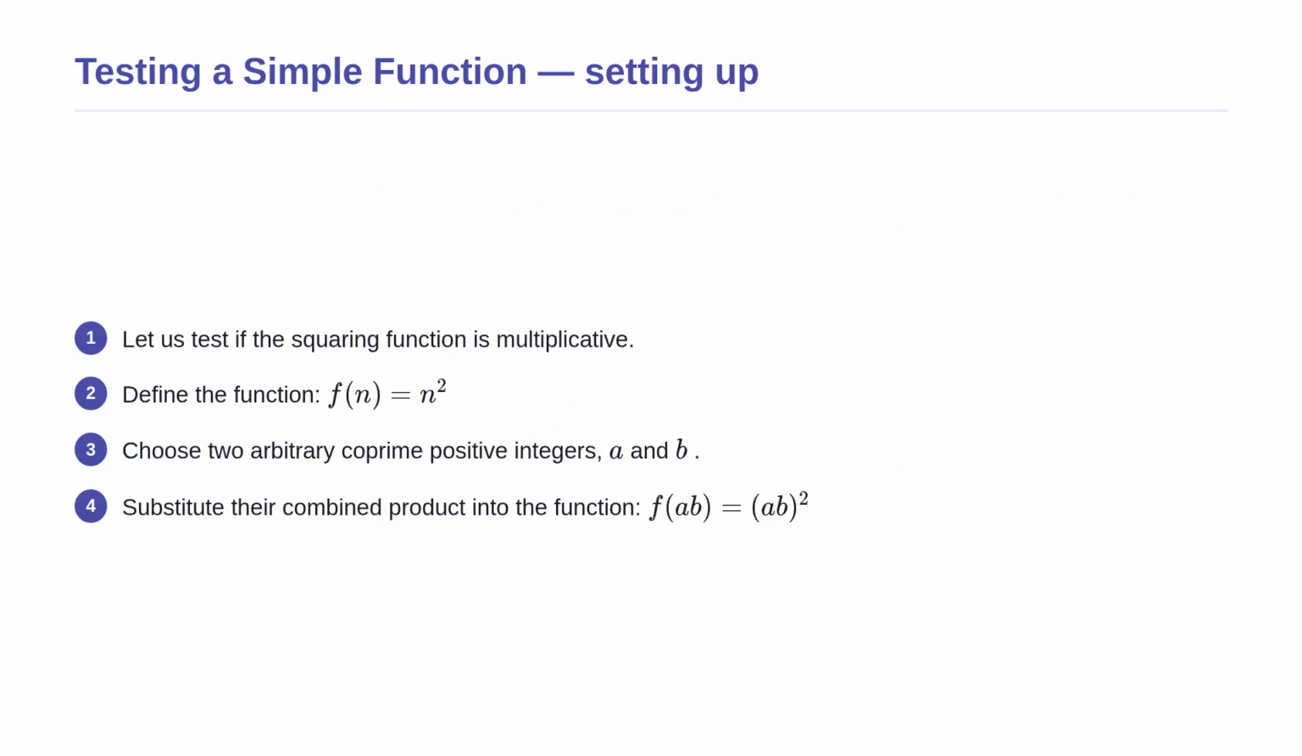Before we move on to more complex properties, let us see this formula in action with a concrete example. We want to test if a very basic operation, the squaring function, follows our multiplicative rule. We are given the function f(n) equals n squared. To test this, we need to set up a scenario using two variables. We take two arbitrary positive integers, a and b, that are co-prime. We then plug their combined product, a times b, into our function. This means we must square the entire combined quantity, giving us f(a times b) equals the quantity a times b, squared. We have successfully set up the initial substitution.